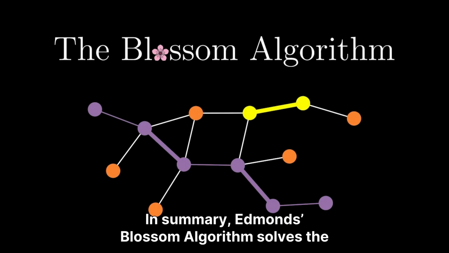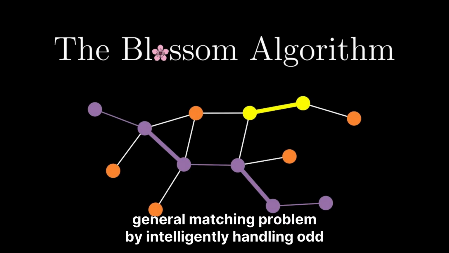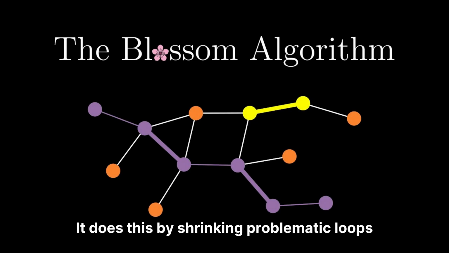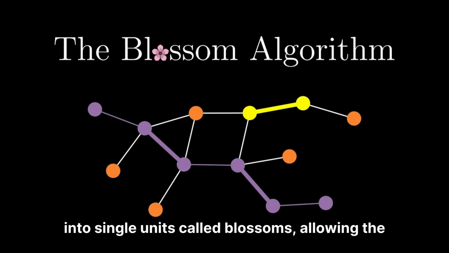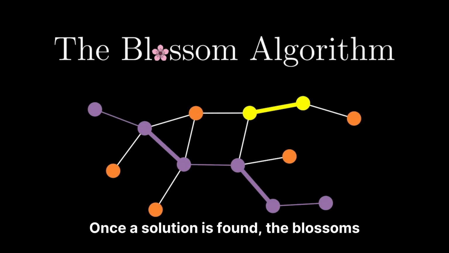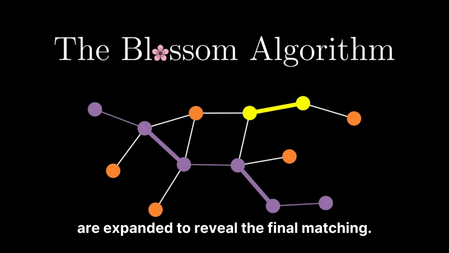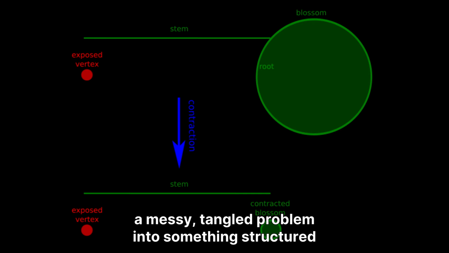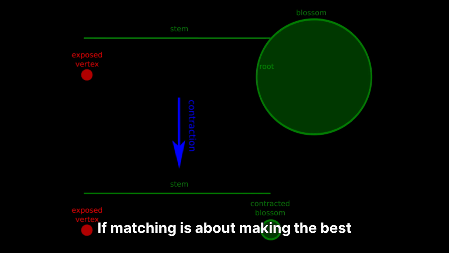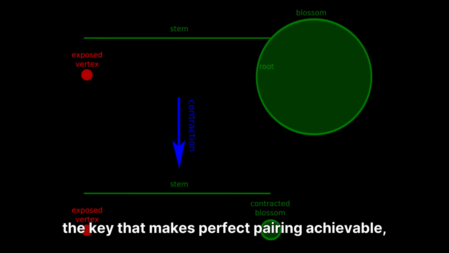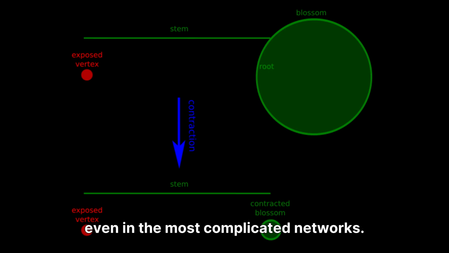In summary, Edmonds Blossom Algorithm solves the general matching problem by intelligently handling odd cycles. It does this by shrinking problematic loops into single units called blossoms, allowing the algorithm to keep searching for better pairings. Once a solution is found, the blossoms are expanded to reveal the final matching. It is one of the most important algorithms in computer science because it turns a messy, tangled problem into something structured and solvable. If matching is about making the best pairs possible, then Edmonds Blossom Algorithm is the key that makes perfect pairing achievable, even in the most complicated networks.